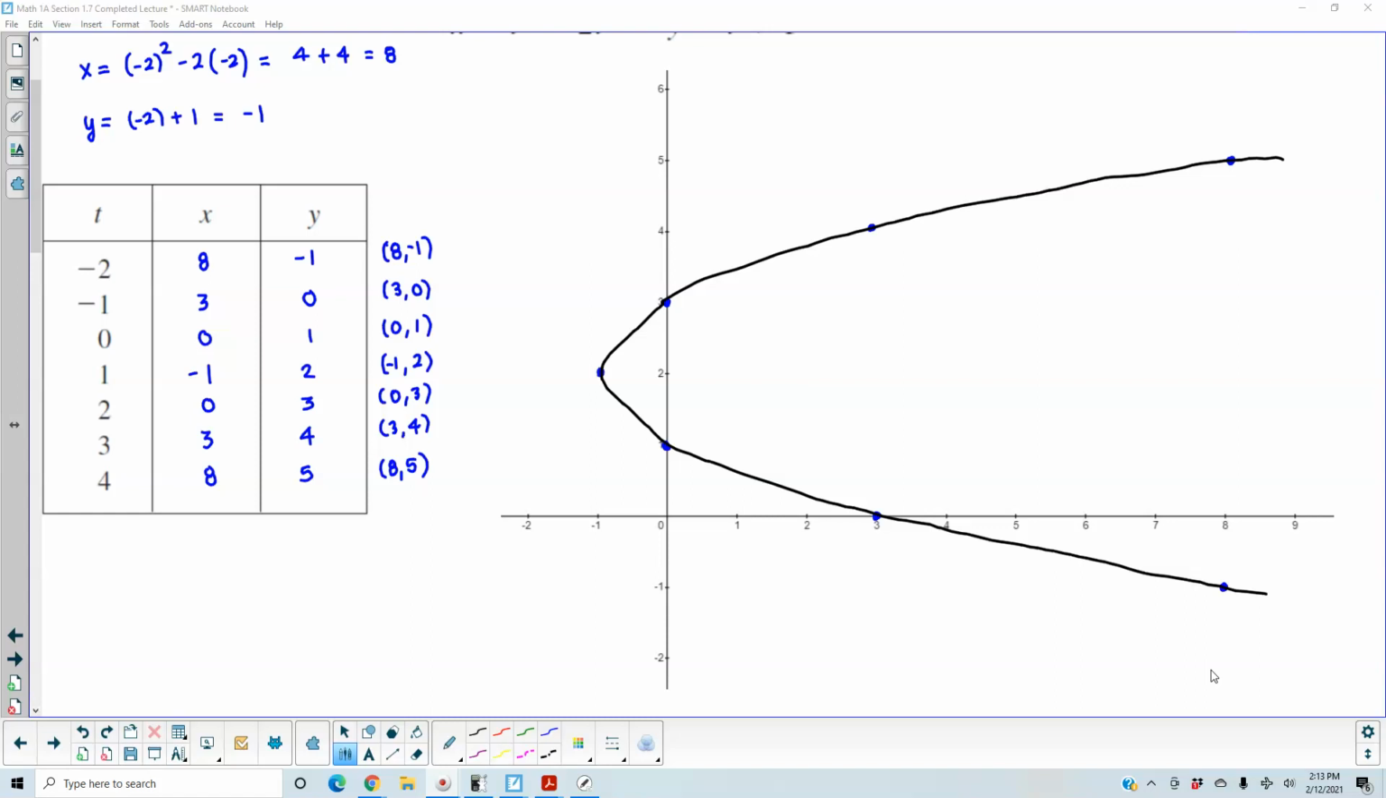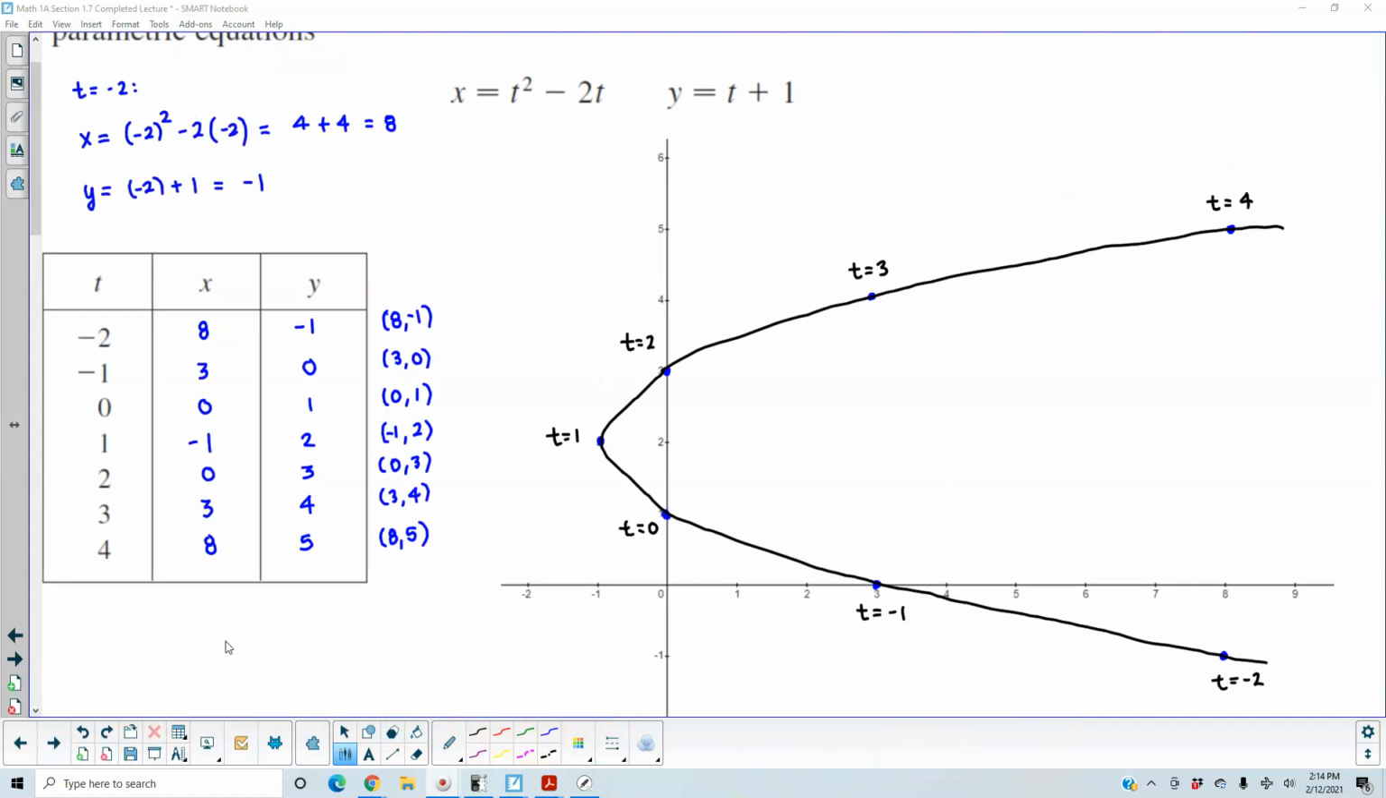So at this first point, at 8, -1, that was when the value of t was equal to -2. At 3, 0, the value of t was equal to -1. At 0, 1, t was equal to 0. At -1, 2, t is equal to 1. At 0, 3, t is equal to 2. At 3, 4, t was equal to 3. And at 8, 5, we saw that t was equal to 4.